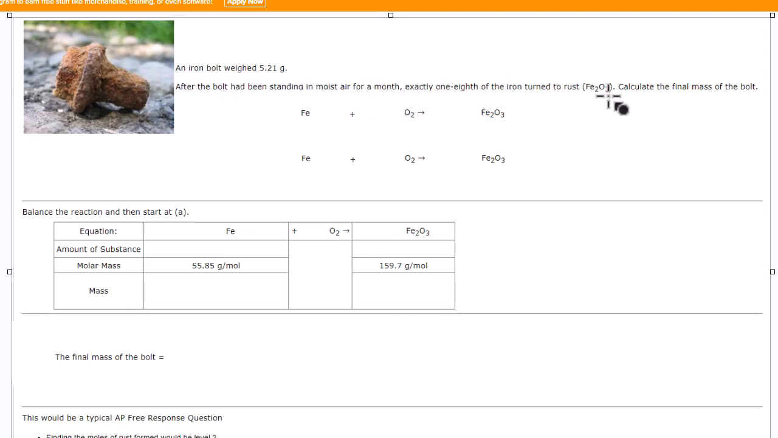Iron oxidizes pretty readily unless you've got another alloy with it that'll prevent that. Here is the final question. Calculate the final mass of the bolt. Very, very short FRQ, but they require a lot to answer. They would give the reaction here. They'd say, okay, here you've got some iron, you've got some oxygen, and we've got rust.